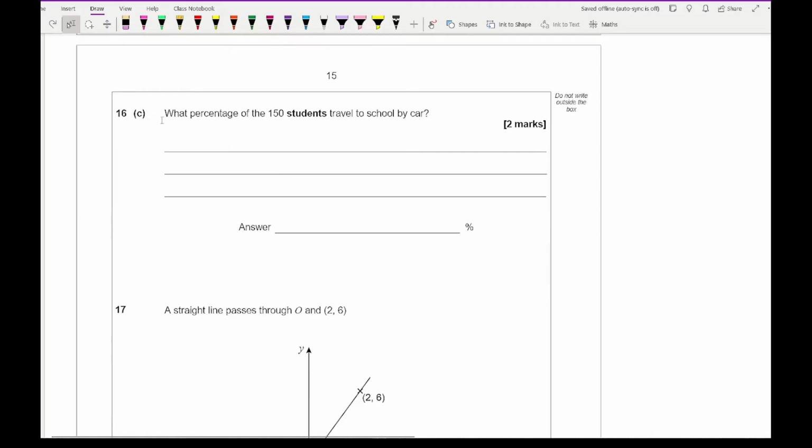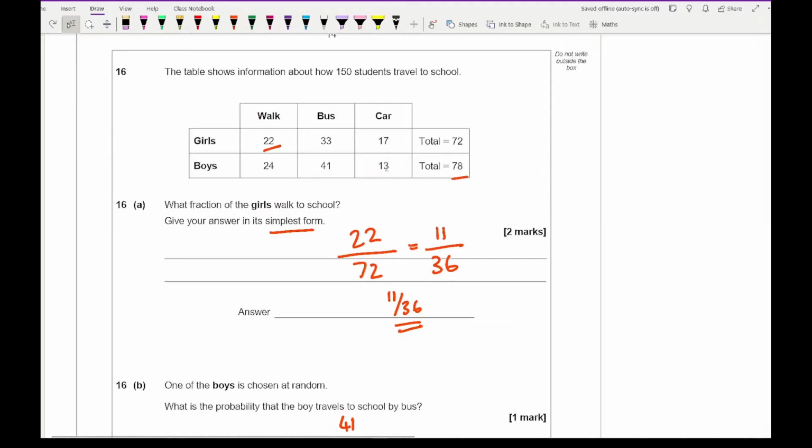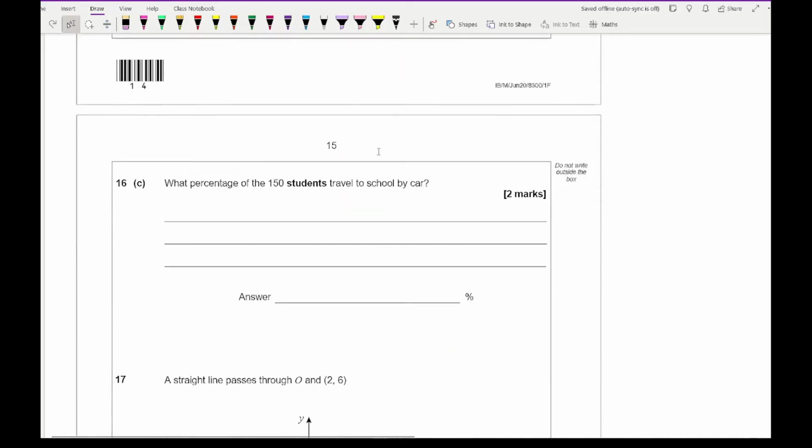And then question 16c says what percentage of the 150 students travel to school by car? Well, in terms of car, if we add the two numbers up, that's going to give me 30. So I've got 30 out of 150. So 30 over 150. Now, if we simplify that fraction, we've got 3 over 15, which then becomes 1 over 5. Now, 1 over 5 as a decimal is 0.2, and 0.2 as a percentage is 20%.